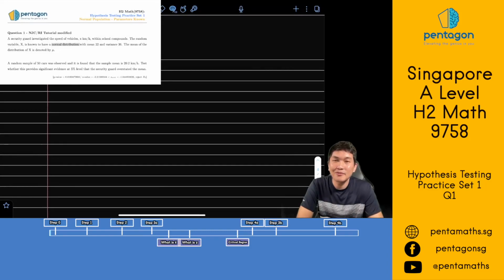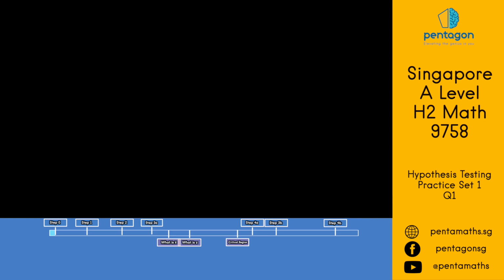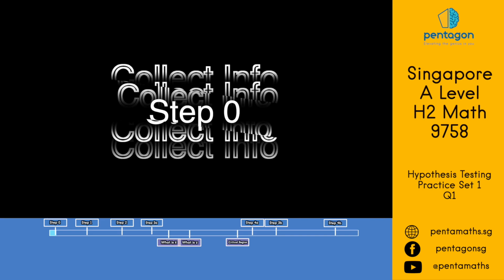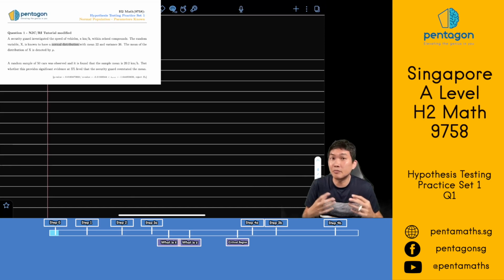Hello and welcome to question 1. I'll try to be as step by step as possible so you can skip to the portions where you need the most help from. Now let's start with step 0. Step 0 is really about collecting information from the question and also doing some prep work.